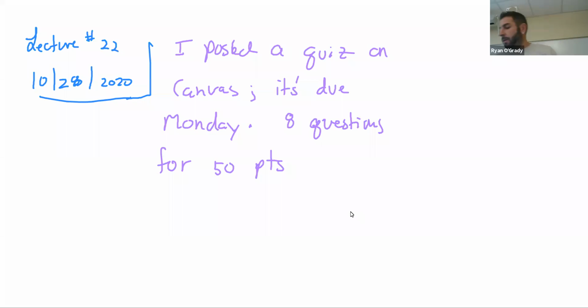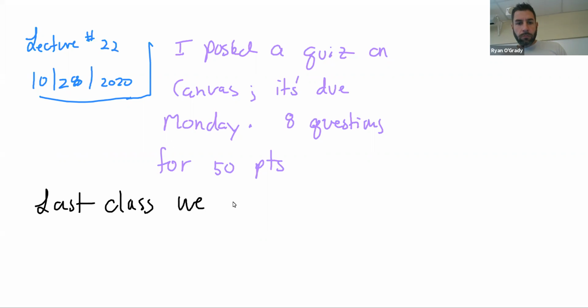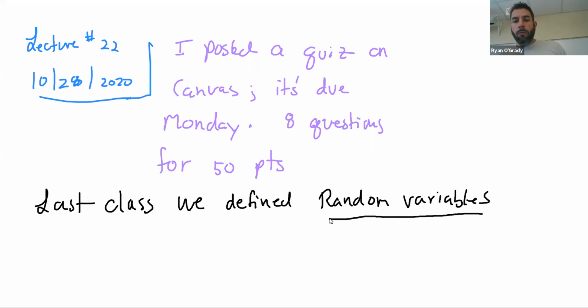So let's get going. So last class, we introduced two important definitions. We defined what's called random variables and a probability distribution.